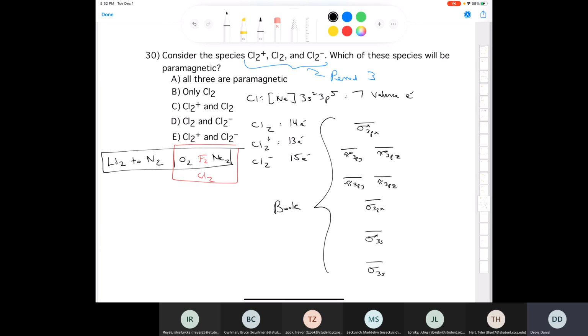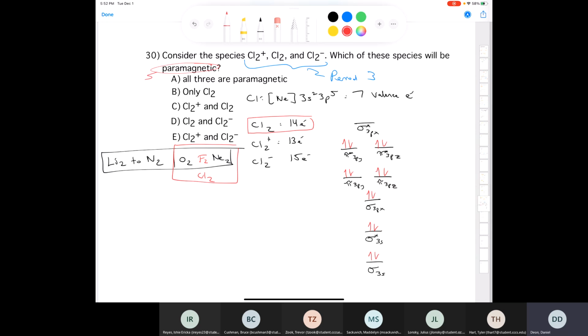Okay, so what are we going to do? Why don't we start with chlorine. It's got a total of 14 valence electrons. Why don't we put it in red? We're going to do Cl2 first. Let's count them up: 1, 2, 3, 4, 5, 6, 7, 8, 9, 10, 11, 12, 13, 14. No unpaired electrons. It's asking us which one of these is paramagnetic.